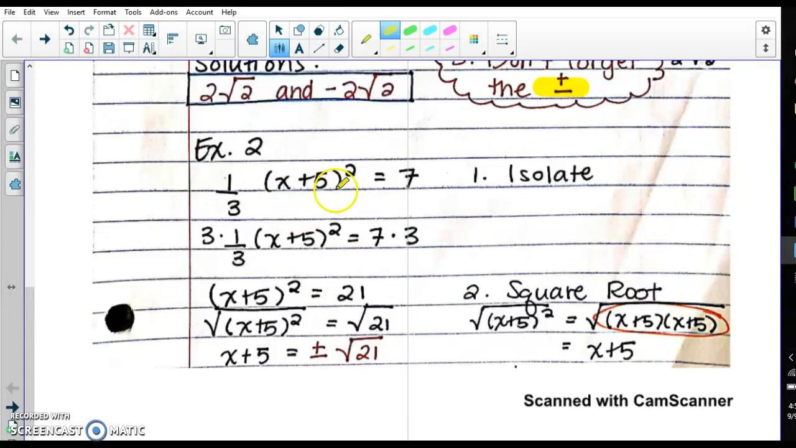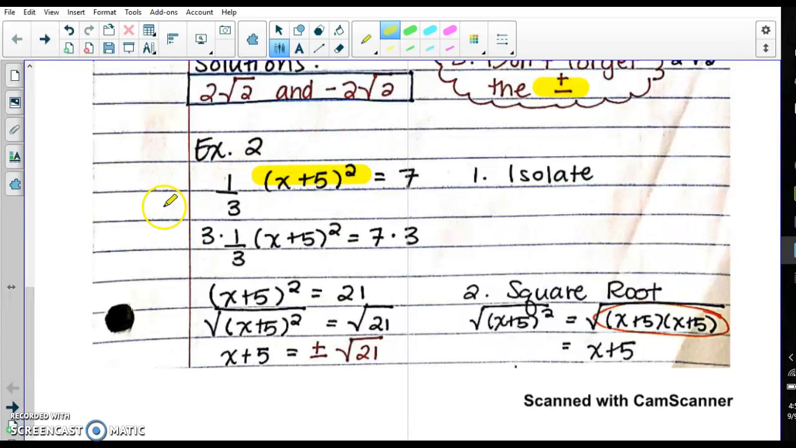All right, here's another example. We got 1/3 times the sum of x plus 5 squared equals 7. So first thing you're going to do is isolate. Our squared term is x plus 5 squared. It's in parentheses and it has the exponent 2. So that is what we're trying to get by itself.